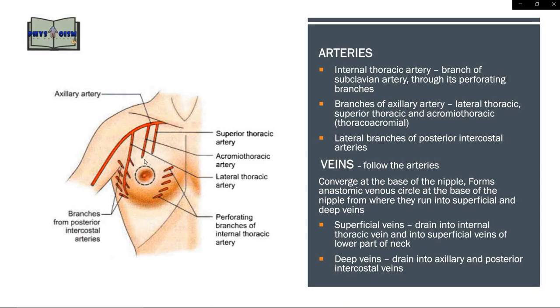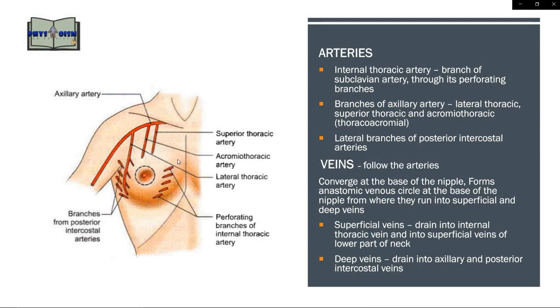In the superficial veins, the blood drains into the internal thoracic vein and into the superficial veins of the lower part of the neck. Here we have seen the internal thoracic artery branches, so also imagine there is an internal thoracic vein here. Coming to the deep veins, the blood drains into the axillary and posterior intercostal veins. Here we have seen the axillary artery, so imagine there is an axillary vein here. So the blood is draining into the axillary vein as well as the posterior intercostal veins. I hope you all understood this.